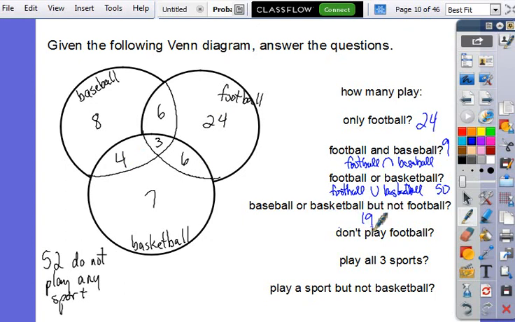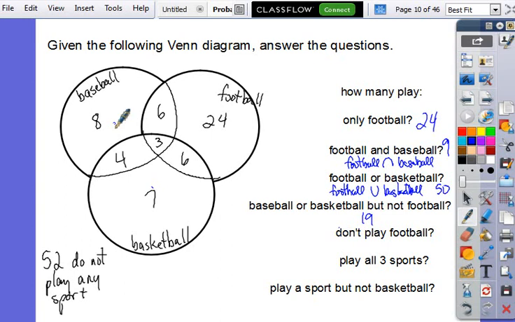If it's in baseball or basketball, either one of these circles, and not in football, so that means I take out the football, everything else is okay. So it should be the 8, the 4, and the 7, which is the 19. Don't play football. Everything but. So how much you got?